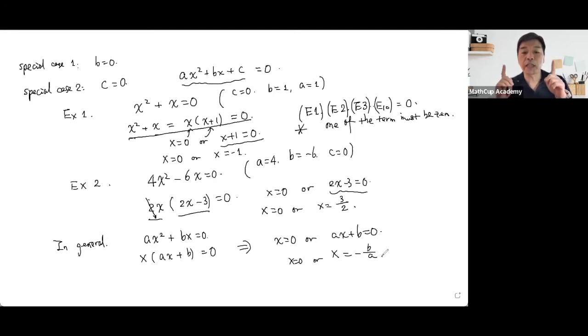And we know these are the only two solutions to this quadratic equation, because if x is not 0 and this is not 0, then they multiplied together cannot be 0. So we know that these are the only two solutions to the quadratic equation. So now we know there's a special case when c equals 0 that we can solve.